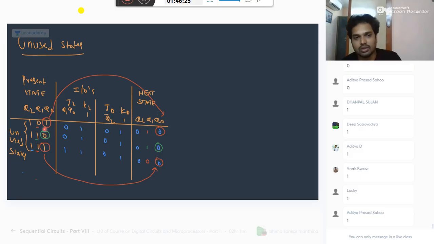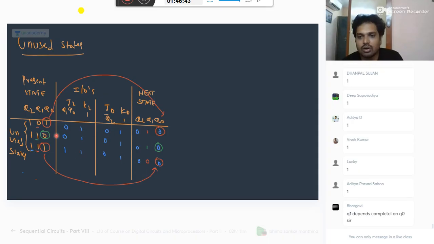You should take this for the asynchronous case, be careful. In the asynchronous case, Q0 is the clock input. This is the present, this is the next. When Q0 changes from 1 to 0, this fellow will toggle. When Q0 changes from 1 to 0, this fellow will toggle. Here Q0 is not changed, so this fellow will not toggle. Yes, correct, Bhargavi, because the inputs are already fixed.